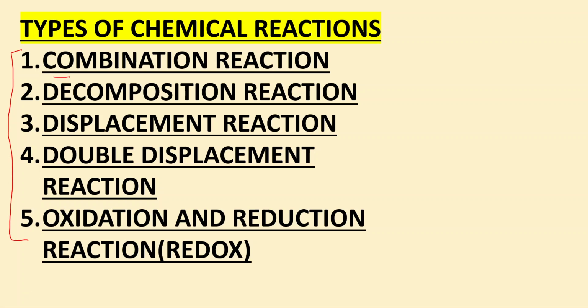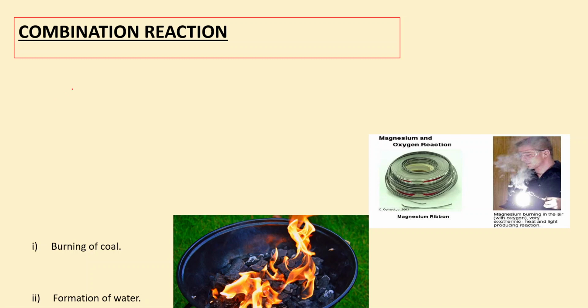So first is combination reaction. What does the word combination mean? It means that there is combination of substances taking place. So for example, suppose this is a reactant 1 and this is a reactant 2. They combine to form a product C. So here there are 2 reactants and 1 product.